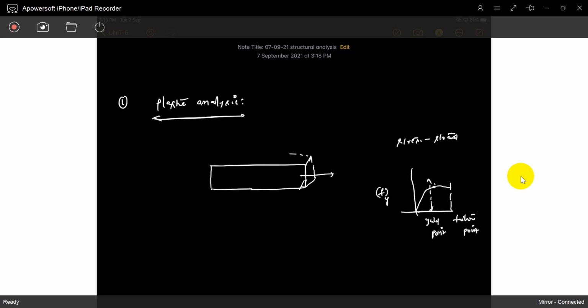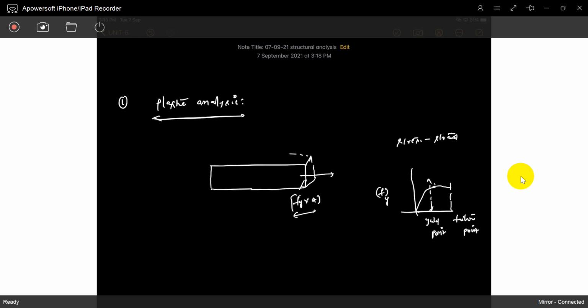So the material has a yield stress F and the area is A. That is the strength. If you apply more than that, we take it as a failure of that section. That is the idea of what a failure is.